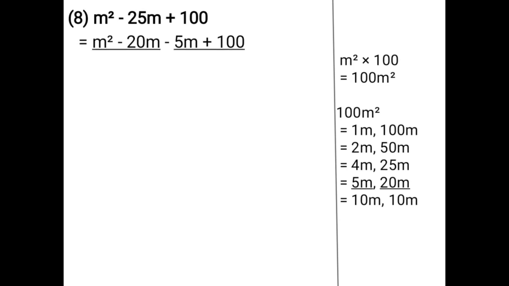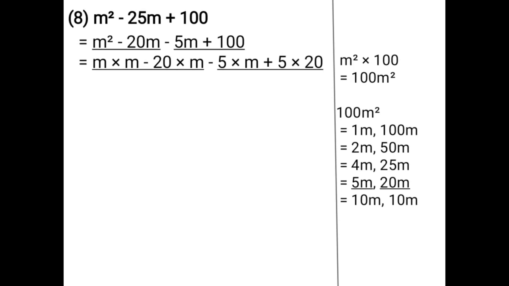Then next step you have to write multiplication form. M square is m into m, minus 20m is minus 20 into m, minus 5m is minus 5 into m. Then number 100 you have to write 5 table, that is plus 5 into 20. Underline and make the groups. In first group which is common, circle it. M is common, so m you have to write outside the bracket. Inside the bracket you have to write which is uncommon, that is m minus 20.